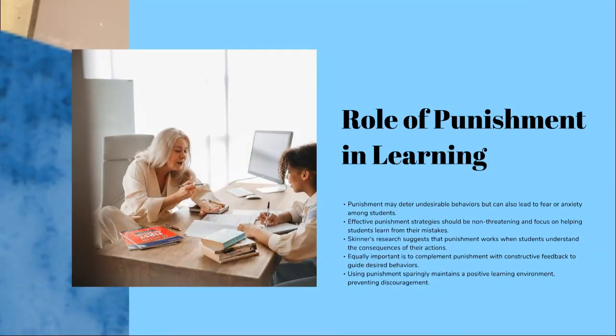Role of punishment in learning. Punishment may deter undesirable behaviors but can also lead to fear or anxiety among students. Effective punishment strategies should be nonthreatening and focus on helping students learn from their mistakes. Skinner's research suggests that punishment works when students understand the consequences of their actions. It is equally important to complement punishment with constructive feedback to guide desired behaviors. Using punishment sparingly maintains a positive learning environment, preventing discouragement.